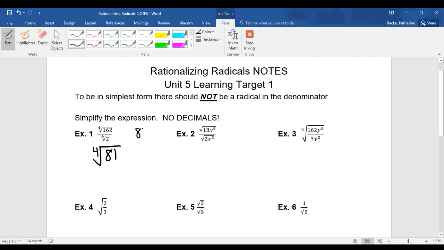So if I took 81 and I broke 81 down, I get 9 and 9, which breaks down into 3 and 3. Okay. I'm looking for a group of 4 because it is a fourth root. It's a group of 4 right there. So that tells me 81 is a perfect fourth root of 3. So 3 would be your answer.